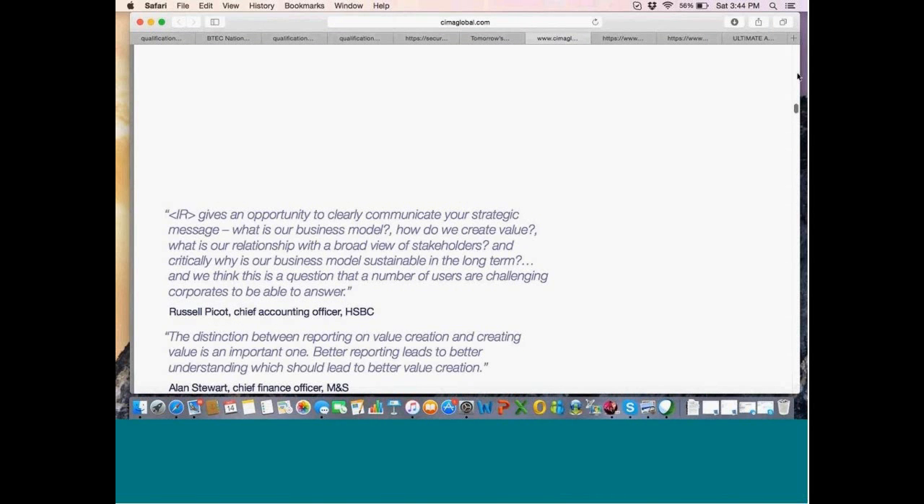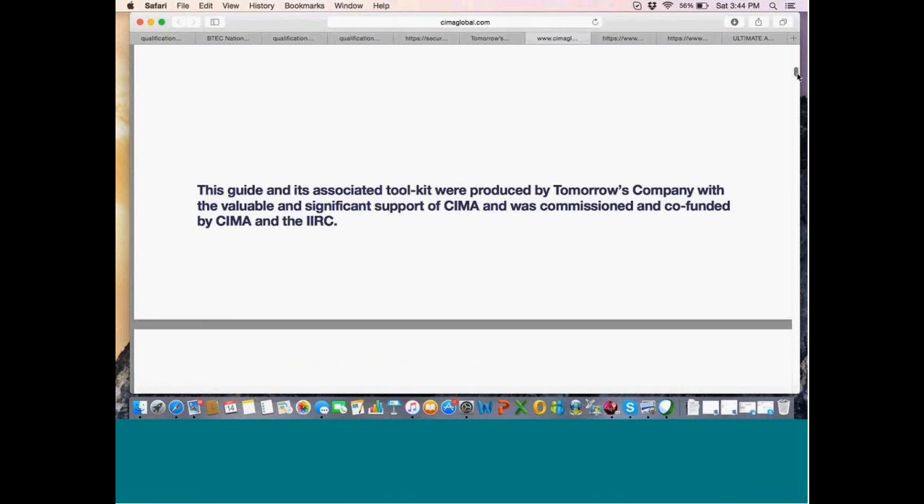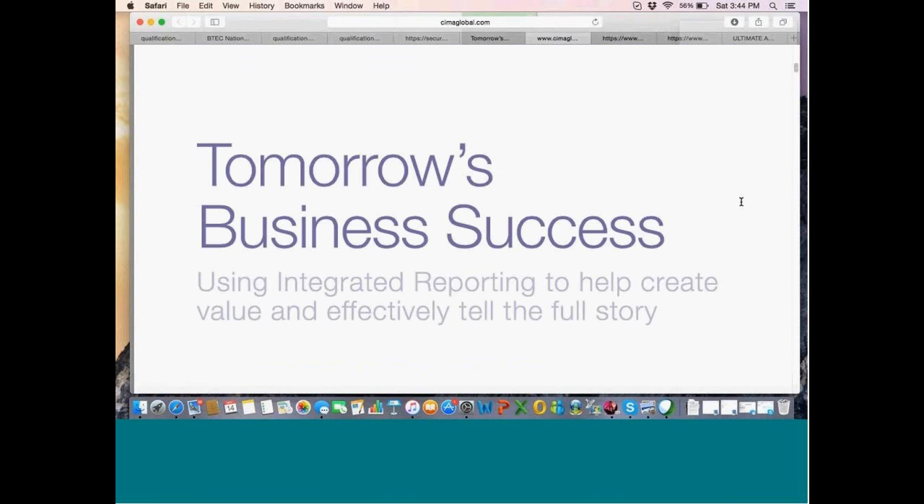So I'm going to save this document into our Moodle site, where you can download it if required, or just access it from there and read it. You don't have to memorize it, but you need to get the concept of it. This is what they do, because what it's talking about is tomorrow's business success, using integrated reporting to help create value and effectively tell the full story of the company, right?